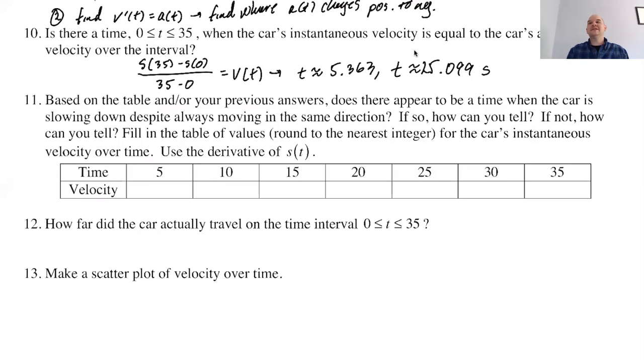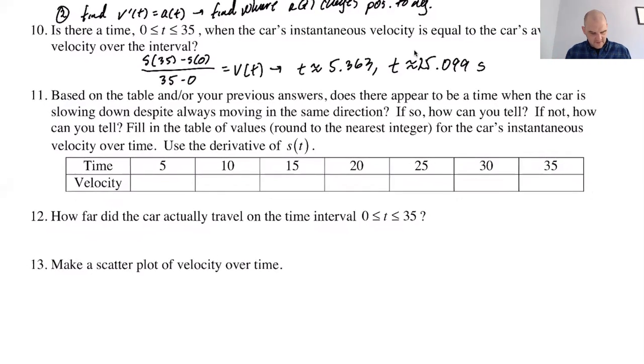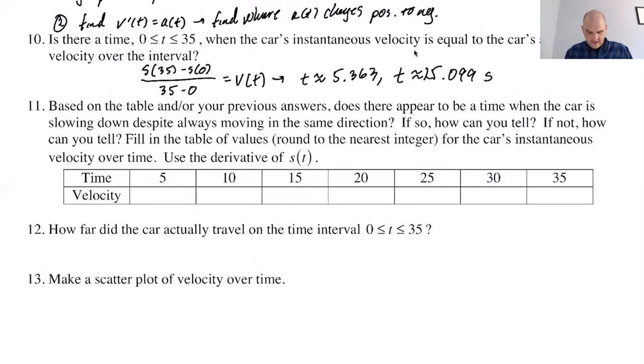All right, I'm back. We're on number 11 on page 301, and we're talking about velocity, acceleration, position, average velocity, instantaneous velocity, a lot of ideas. So at number 11, it says, based on the table and/or your previous answers, does there appear to be a time when the car is slowing down despite always moving in the same direction? Yes, I would say there is definitely a time. There's a lot of evidence for that.